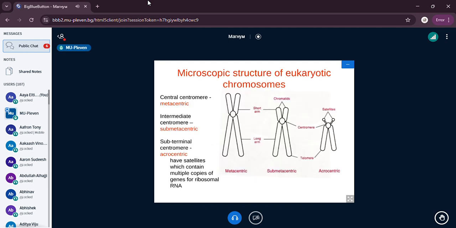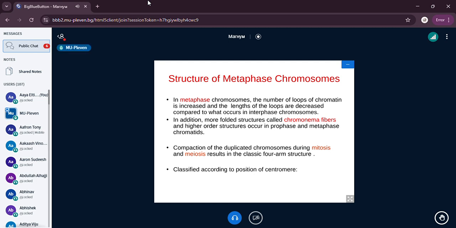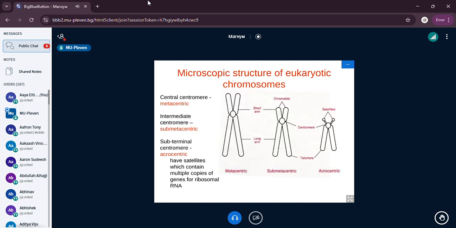Reacted slowly. Now, here is the structure. Now, microscopic structure of eukaryotic chromosomes. You know them. Metacentric, submetacentric, and acrocentric. Meta means in the middle. Ancient Greek or contemporary Greek language, I cannot say exactly, but meta is in the middle. And centromere is somewhere in the middle.